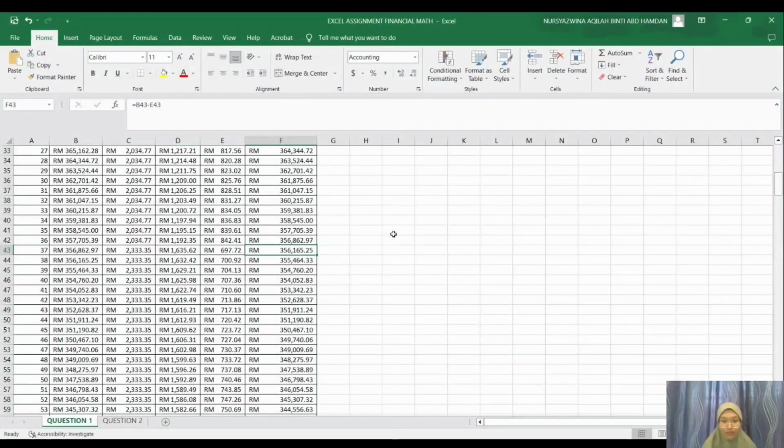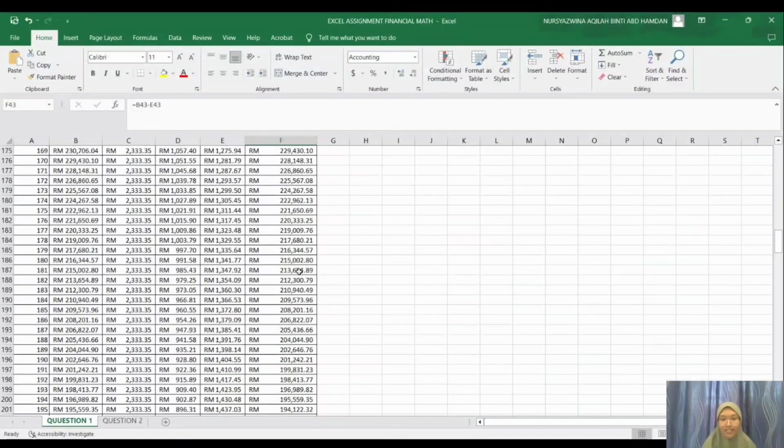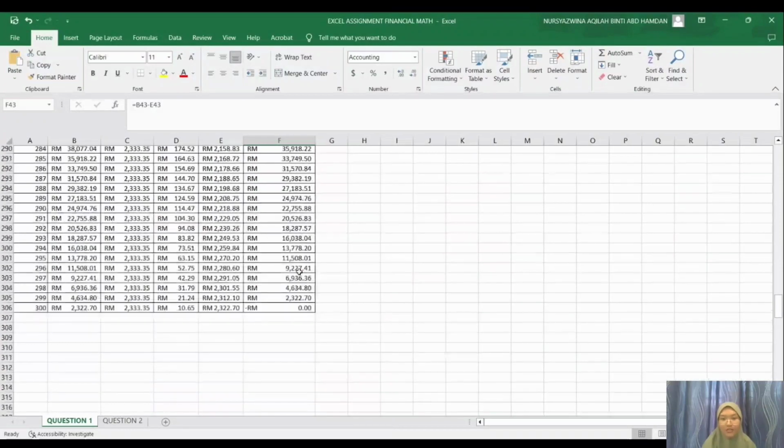Also, the same goes for the outstanding loan balance calculation. We only need to subtract the principal that has been calculated for each period, for each month, from the previous outstanding loan balance. And at the end of the period, we should get the outstanding loan balance equal to 0.